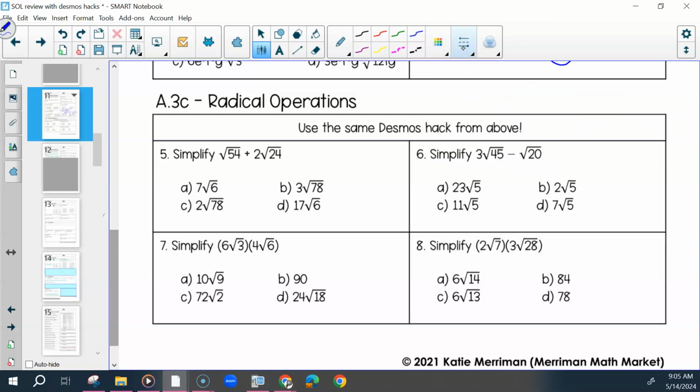So square root, we're thinking the highest perfect square that goes into 54 and the highest perfect square that goes into 24. For 54, we use 9, and 9 times 6 would give us 54. For 24, we can use 4.